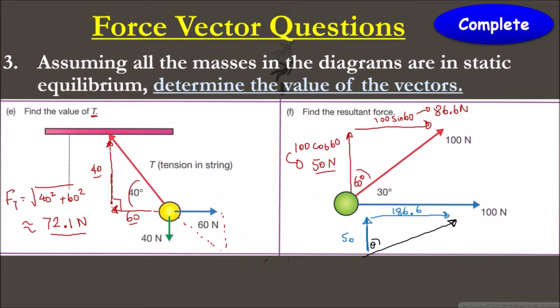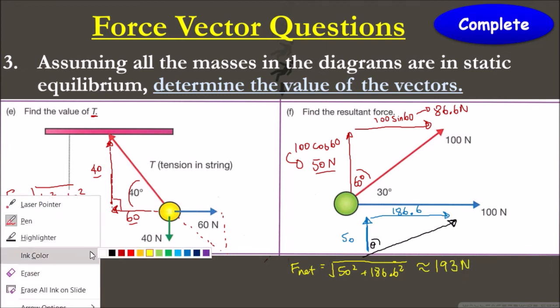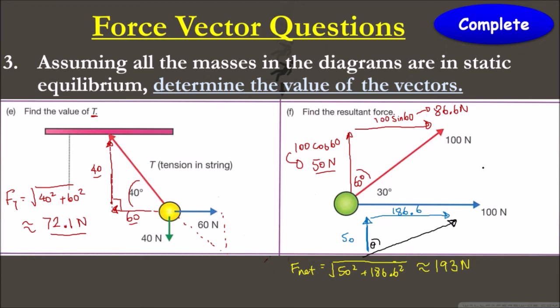So if I want to find the net force, it would be using Pythagoras again. 50 squared plus 186.6 squared. That gives me a number of approximately, in 3 sig figs, 193 newtons. Okay. And then what we can do is find the angle. So we have tan inverse again.